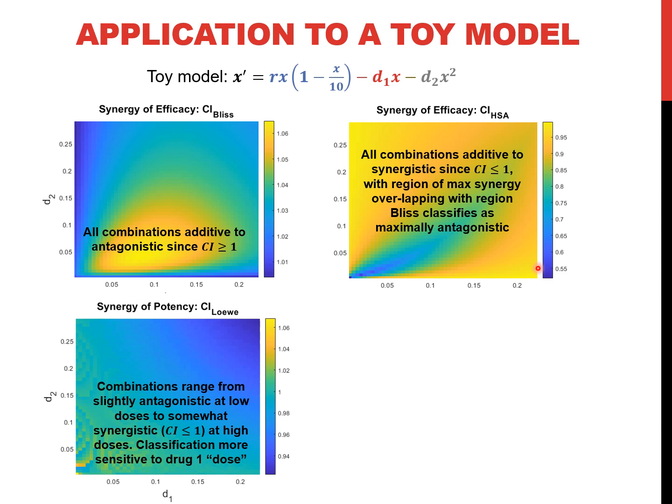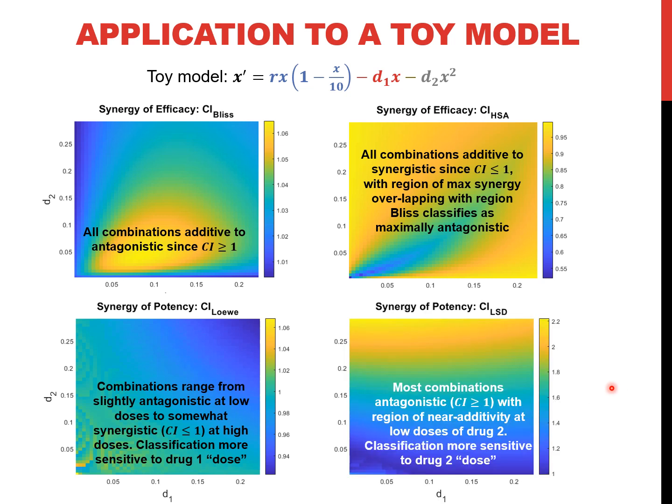Well, maybe we have better luck with synergy of potency. Let's look at that. Okay, so this is Loewe. Again, same doses, everything is the same. We're just calculating the coefficients of interactions according to different metrics. Here we have the combinations range from slightly antagonistic at low doses to somewhat synergistic at high doses. And the classification seems to be more sensitive to drug 1 dose. So this one is more of a change here, okay. And then according to our new metric, most combinations are antagonistic with region of near additivity at low doses of drug 2. So here, this is really driven by drug 2.